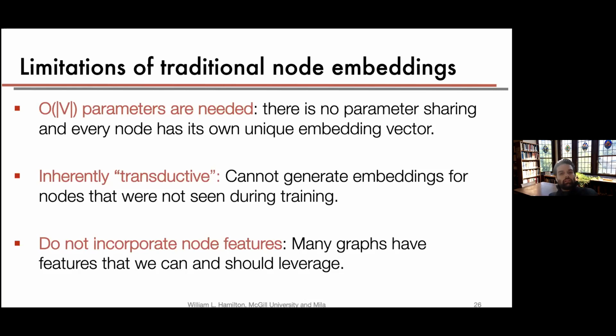And lastly, these traditional node embedding algorithms do not naturally incorporate node features. Many, if not most, graphs have some kind of feature information that we can leverage. If it's a social network, maybe there are user profiles. If it's a protein network, maybe there's information about the proteins related to their expression profiles and so on. And traditional node embedding techniques don't naturally take into account this kind of feature information.